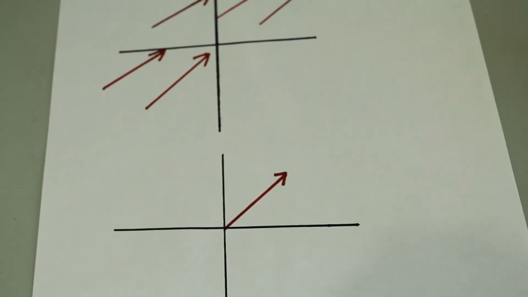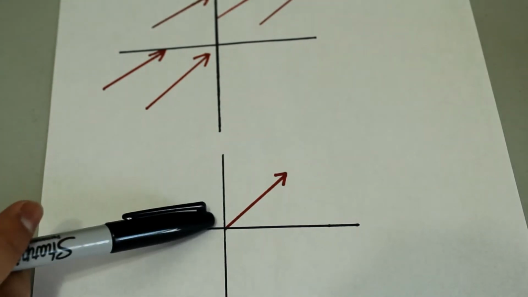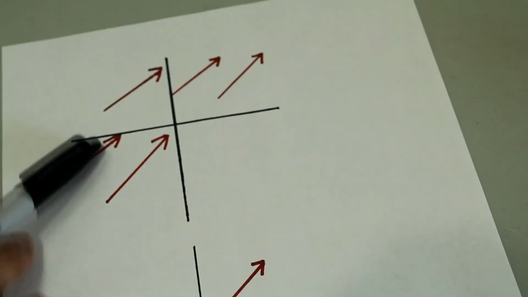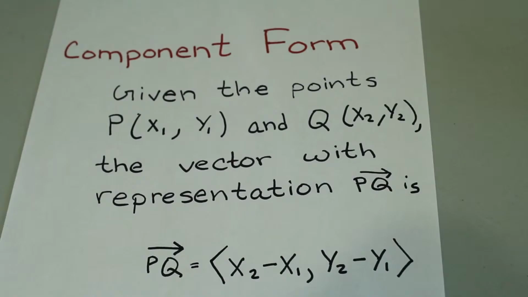Since all these line segments are essentially the same vector, we could represent the vector with a directed line segment starting from the origin that has the same magnitude and is pointing in the direction of any of these lines. Now let's put vectors on a coordinate plane and describe vectors in something called component form.